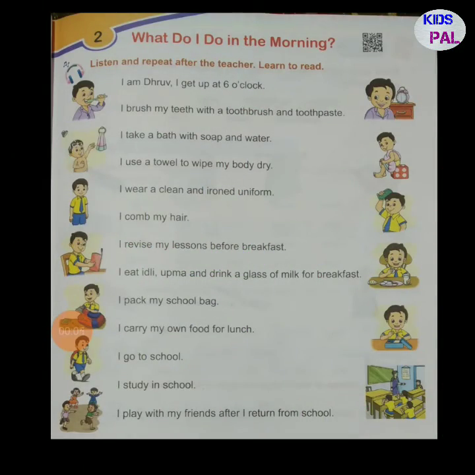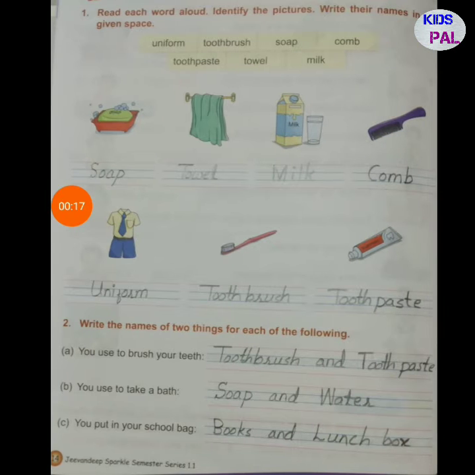Hello dear kids, in this video I am going to teach you English lesson number 2. English lesson number 2, what do I do in the morning, and its textbook exercise. This is the first exercise of lesson number 2, what do I do in the morning. Read each word aloud, identify the pictures, write the names in the given space.